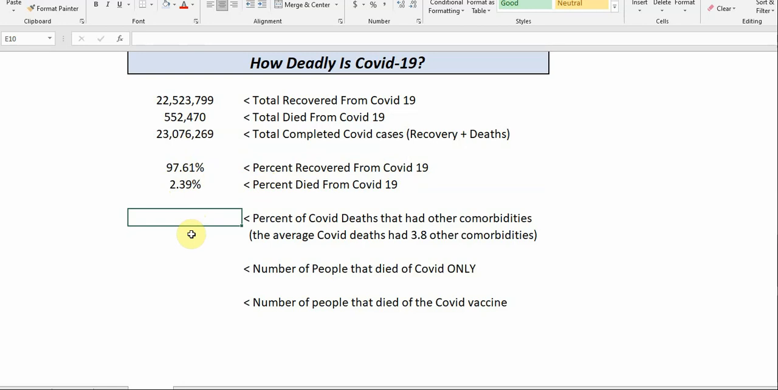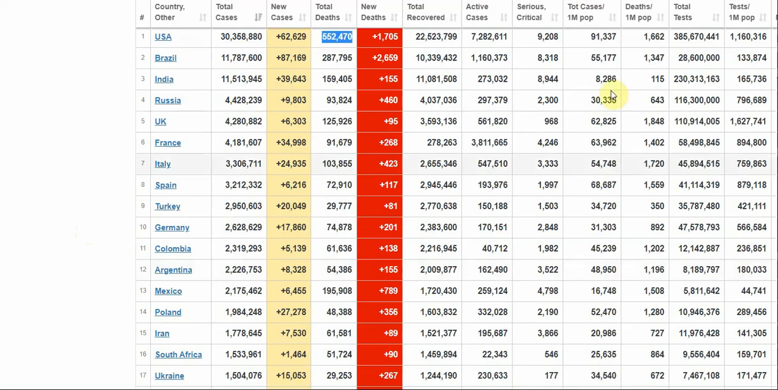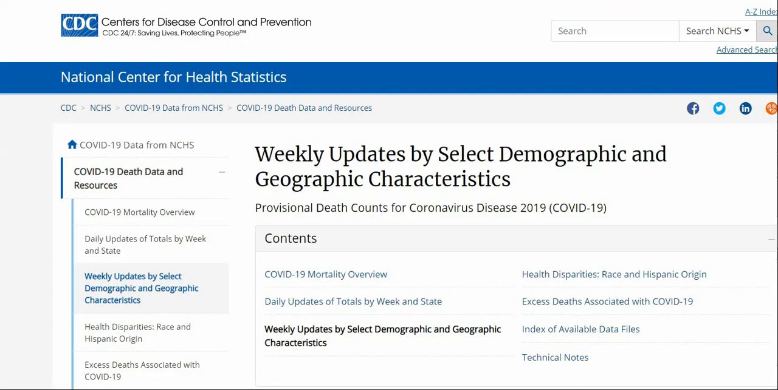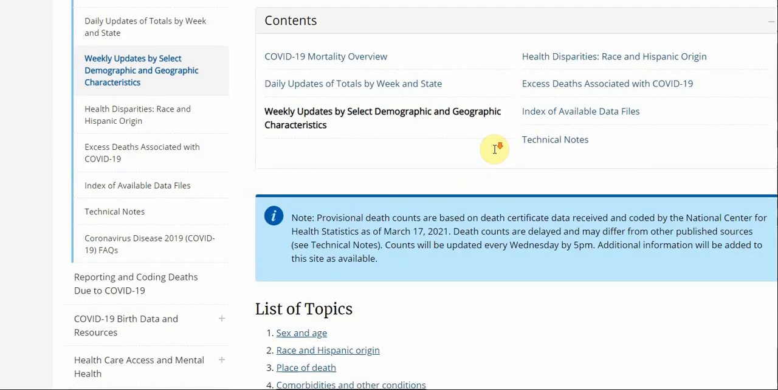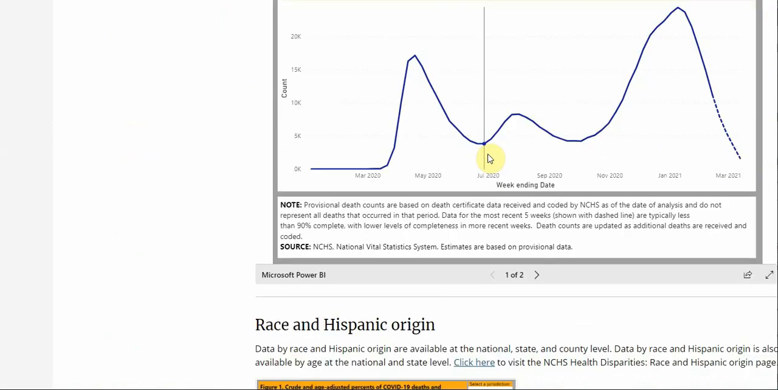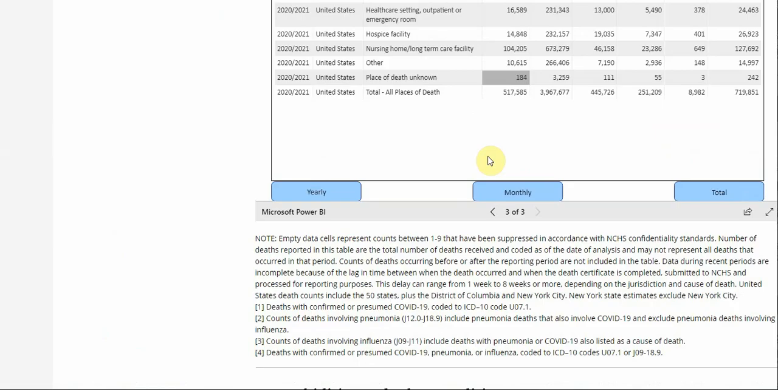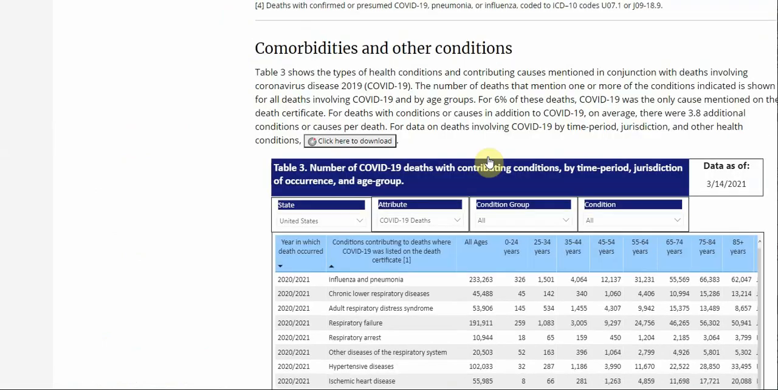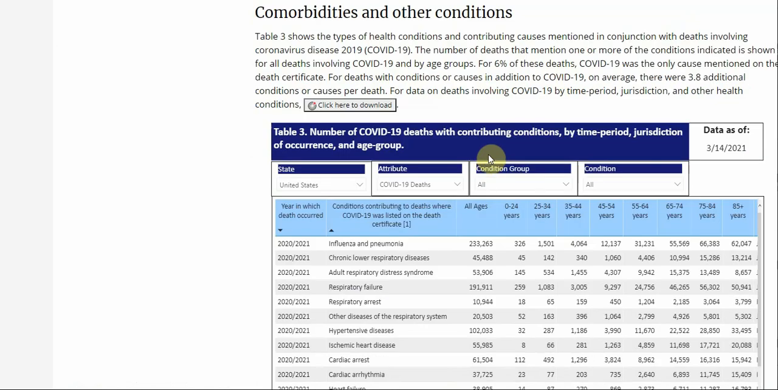Now we're interested in finding out another piece of information. What percentage of COVID deaths had other comorbidities? For this one, we're going to go to the Centers for Disease Control, as you can see here, the CDC website, Centers for Disease Control. And we are going to scroll down on this website to the comorbidities and conditions.